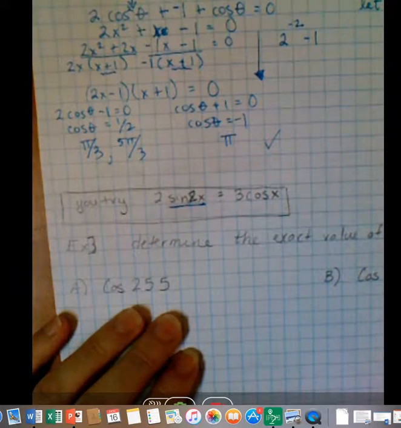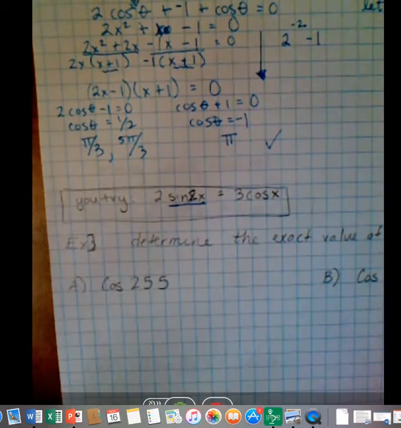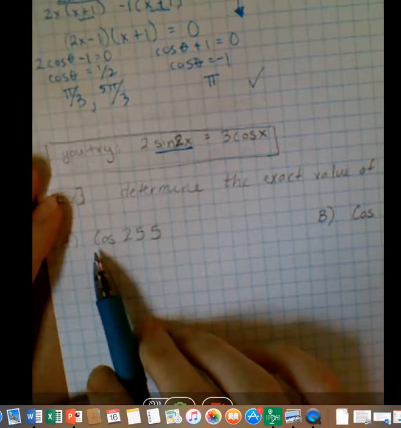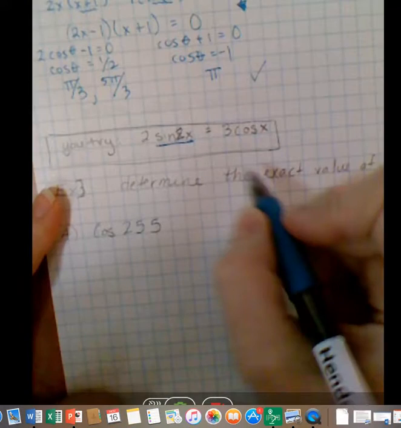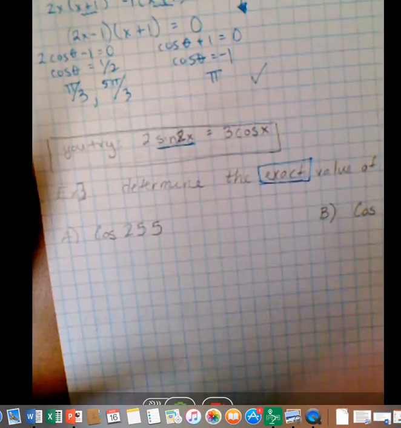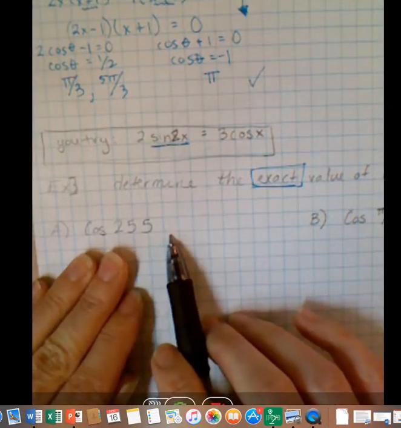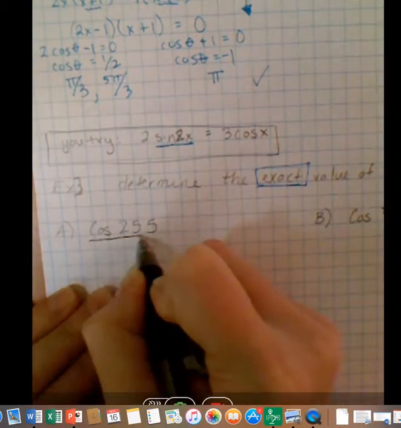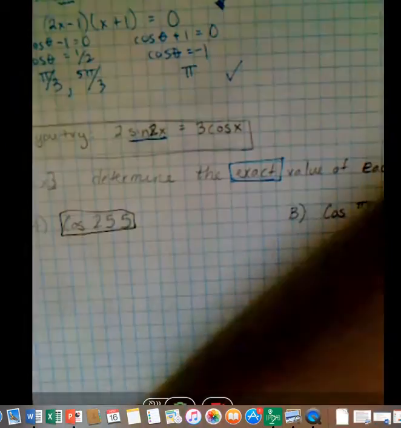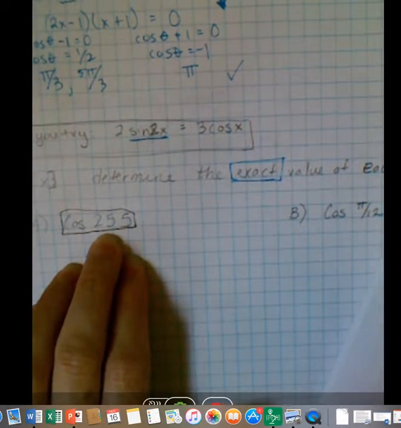Next, we're going to talk about one of the other applications of compound angles, which is determining the exact value. You'll see the word exact in bold when they want you to do something like this, because they're really looking for a specific value that can be determined from the exact values on the unit circle. The cosine of 255. Well, now comes a really great reason to have your unit circle memorized, because you should know what values are on your unit circle.